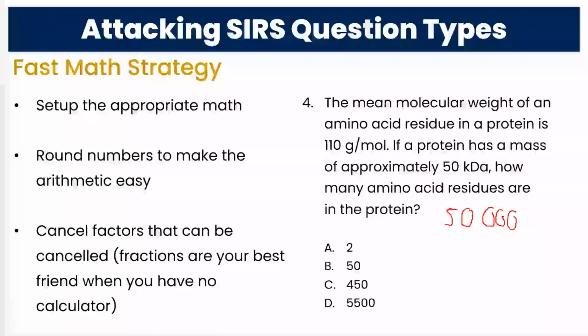So if I have 50,000 daltons, and I want to find out how many amino acid residues there are, or moles of amino acid residues there are, what am I going to divide this by? What is the mass per mole of an amino acid?